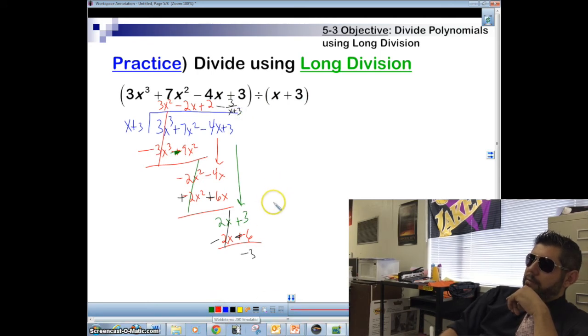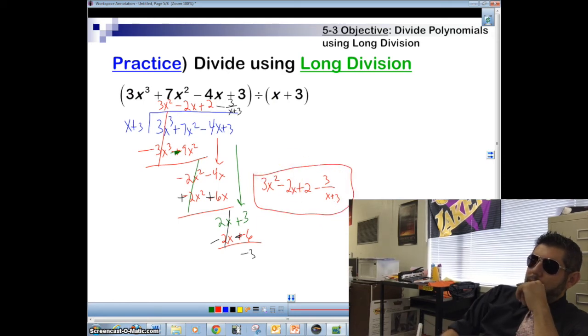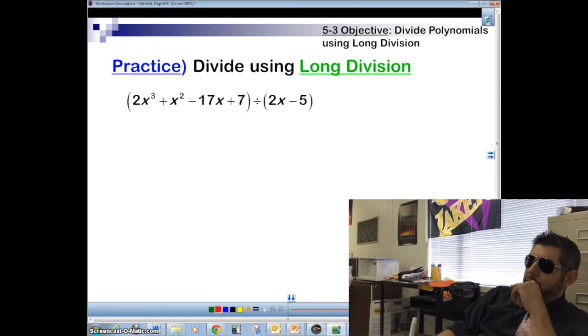Let's write that guy out. Okay, let's write it out here. 3x cubed plus 7. Oh, what am I doing? That's not my answer. I was looking at the real problem, the original problem here. 3x squared minus 2x plus 2 minus 3 over x plus 3. Okay, and that would be our answer. All right. Okay, we're almost done here. Let's do a couple more, and then we'll be finished.